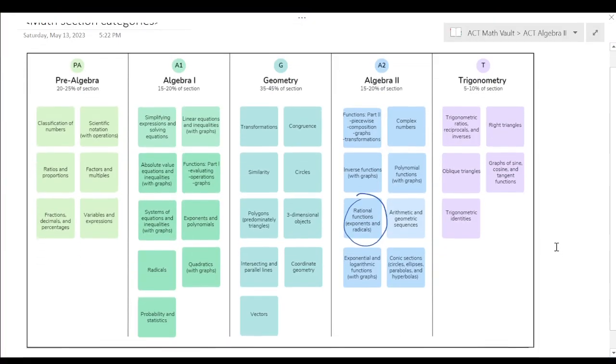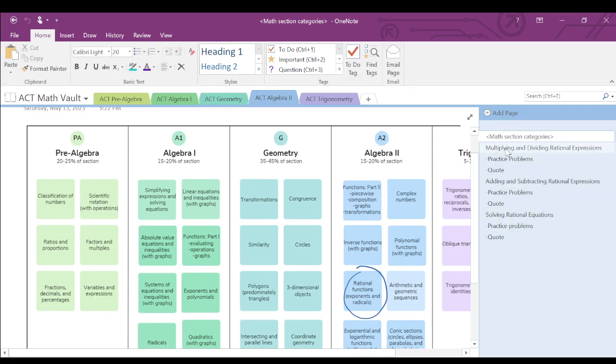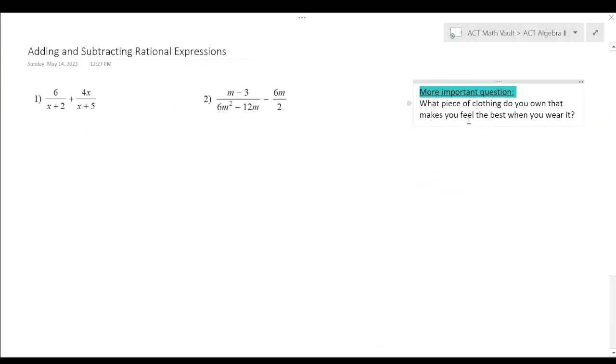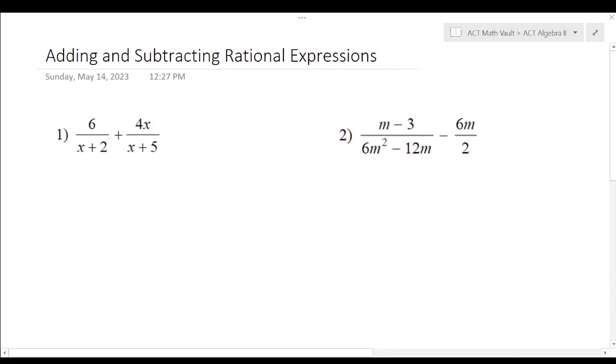Okay, math section as a whole. We have Algebra 2, and this falls under rational functions. Specifically, we are adding and subtracting expressions. Okay, so when you add fractions, back in grade school, you would have done something like, say, this.